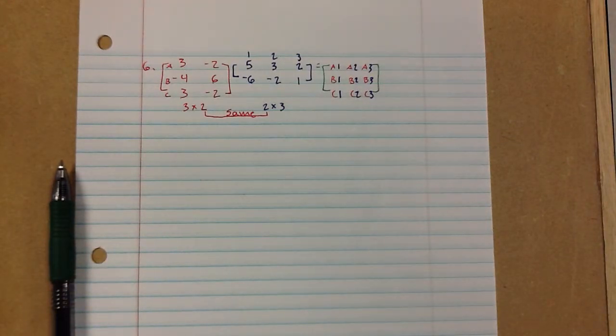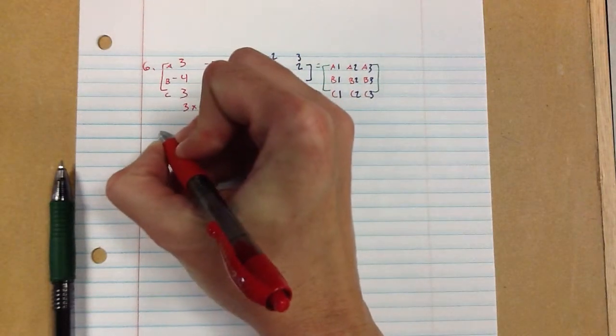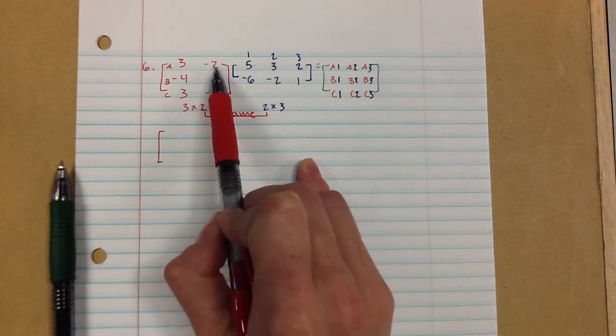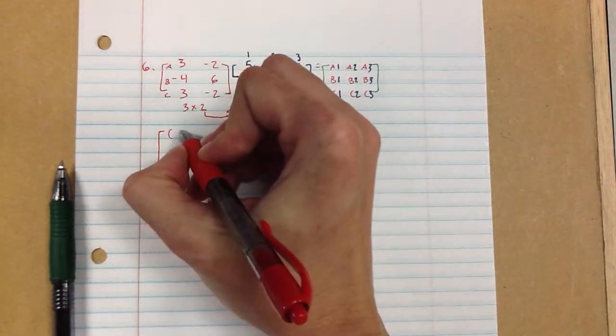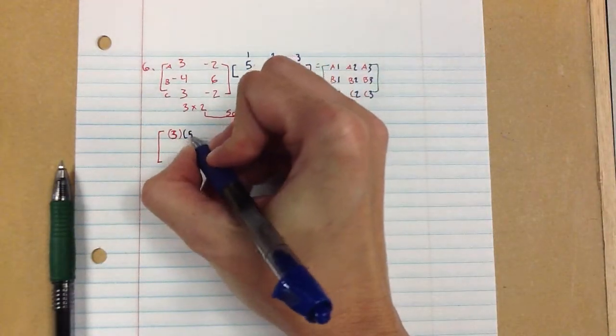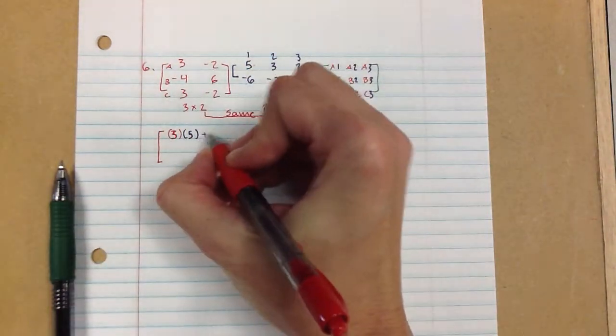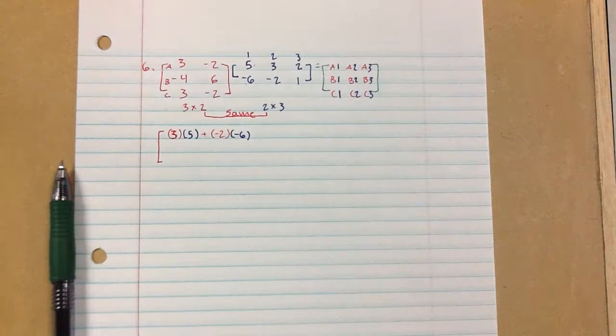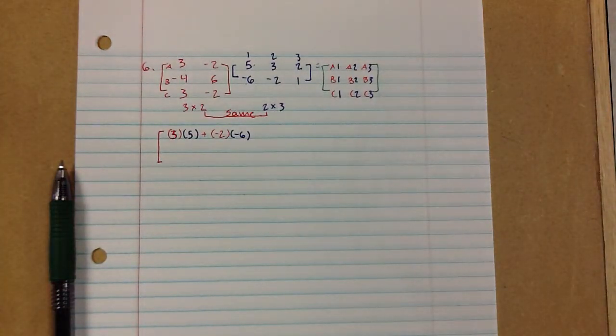All right. Here we go. So everything in A to everything in 1. So everything in A, I have 3 and 5, negative 2, negative 6. So 3 times 5 plus negative 2 times negative 6. There's A1. That's everything in A, everything in 1. Now you can go across or you can go down either way. I'm going to do B1 now.